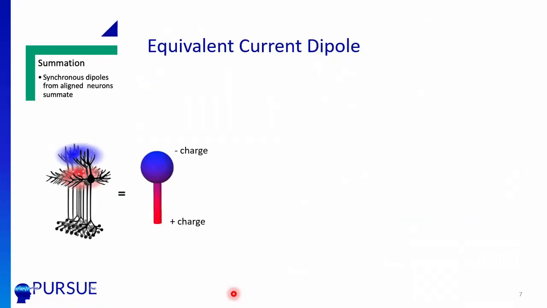When all of these individual dipoles add together, we call that an equivalent current dipole. In these slides, and in a video a little bit later, you're going to see that the round part, in this case round in blue, represents the negative charge, and the pole of the dipole represents a positive charge. In some cases, people represent these as arrows, where the arrowhead would be the positive charge, and the arrow base would be the negative charge.